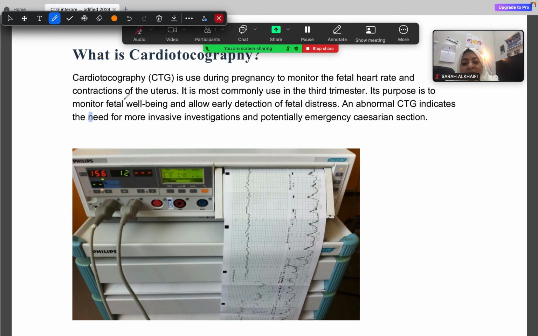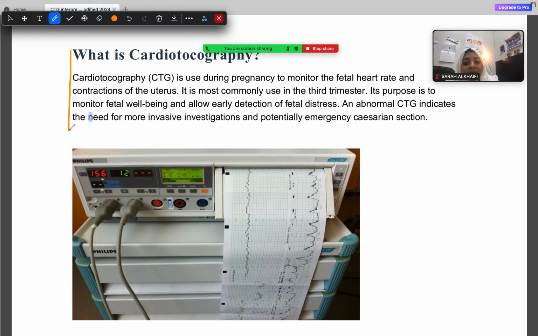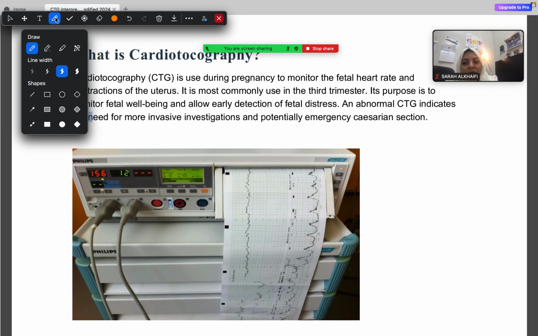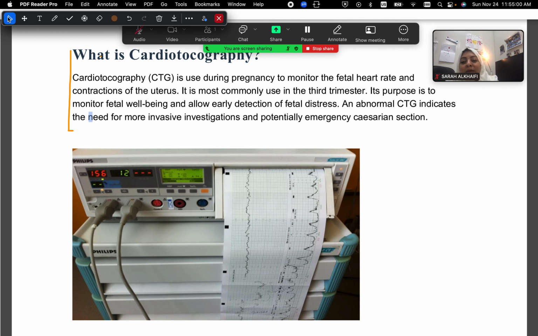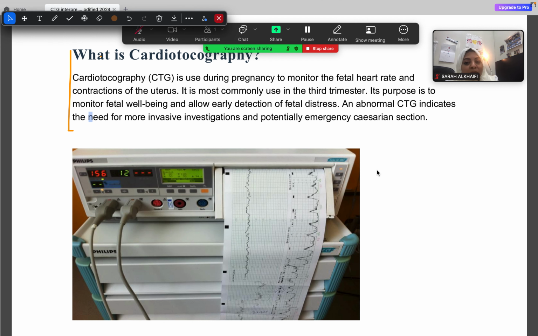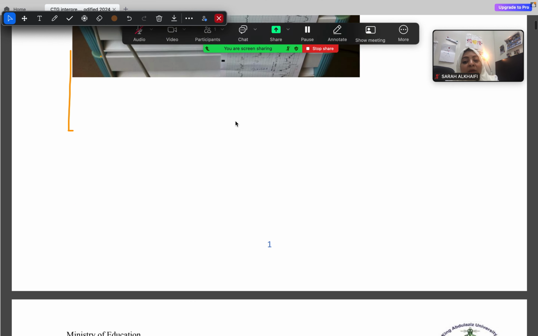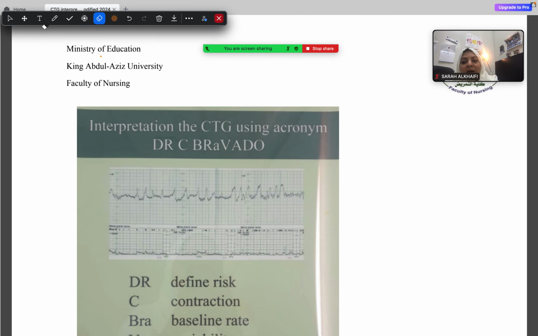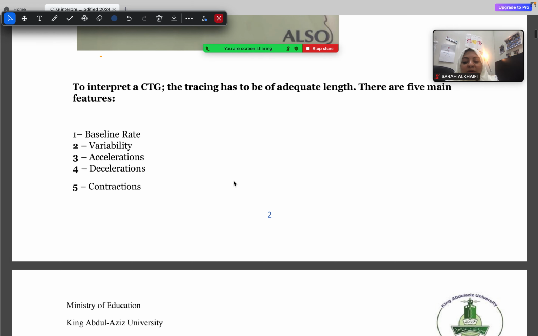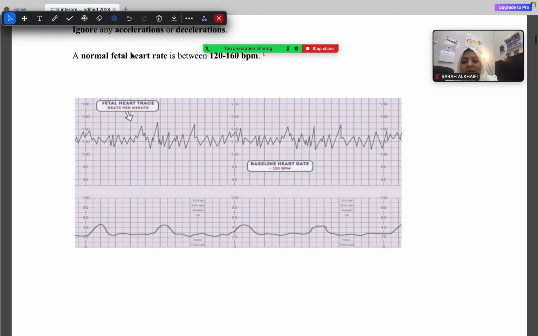CTG, as we know, is a procedure that can be done to monitor fetal well-being, and it can also tell us a little more about uterine contraction activity. It's mostly done during labor and delivery, either continuously or intermittently, but we can also do it to monitor fetal well-being during pregnancy, as we talked about with the NST, non-stress test, and other tests. First, we're going to review the trace itself really quickly.